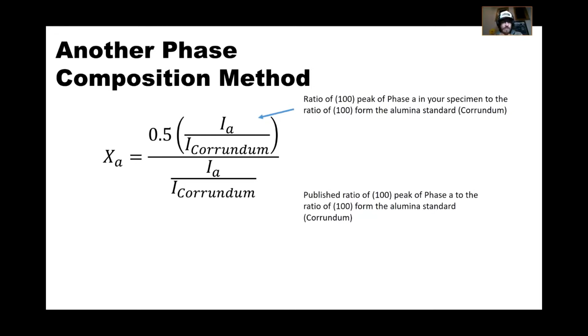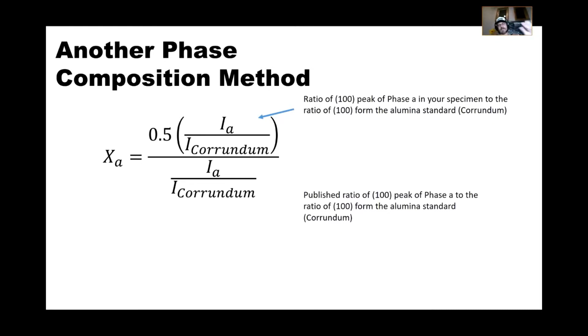And so you could figure out another phase composition method. If you're interested in phase A in a global specimen, the weight fraction of A can be found by this equation, 0.5. IA is the intensity of your peak A on the spectrum versus the intensity of corundum, specifically the 111 peak. So you have to be looking at a cubic specimen, right? So the ratio of the 100 peak to the ratio of the 100 from your corundum standard.